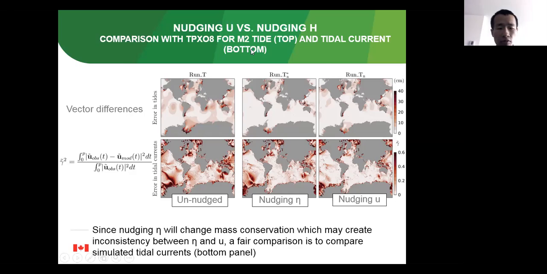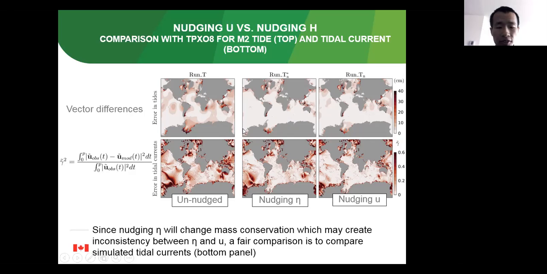And we compare with TPX-08 data to which the model is nudged. The top panel shows the errors in M2 tides for the 3 tide-only runs. On the left is the tide-only run without nudging. The middle one is for nudging eta. On the right is nudging U in the momentum equation. And we see that both approaches lead to significant improvements for tides in deep water.